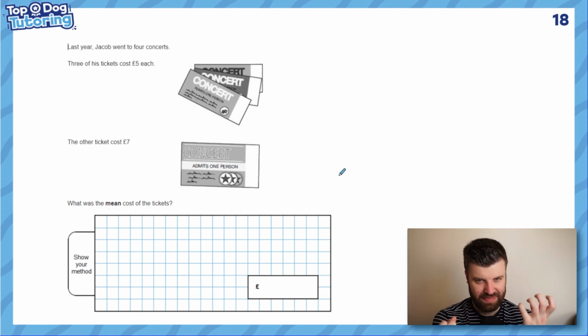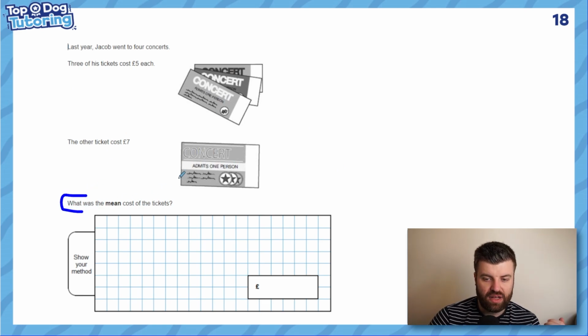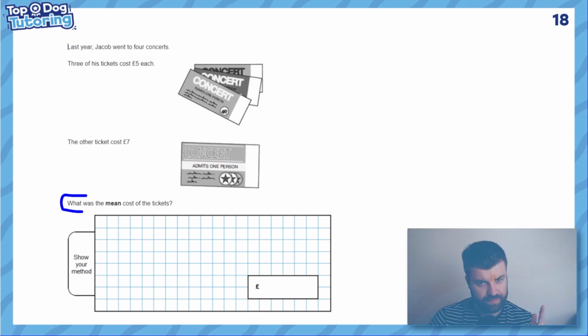This is the meaty stuff that I mentioned at the start of the lesson. Mean. Very common, and it actually does count in statistics, a statistics question when it wants you to find out the mean. We've got some data here. It's not in a graph, but it wants you to work out what was the mean cost of the tickets. Now, if you're sat there thinking, what on earth is the mean? I want you to have a go first, and I'll explain after, because we're going to do a few questions involving the mean.